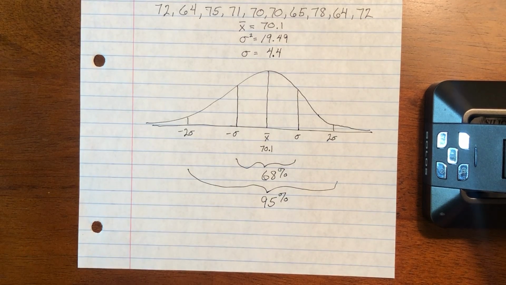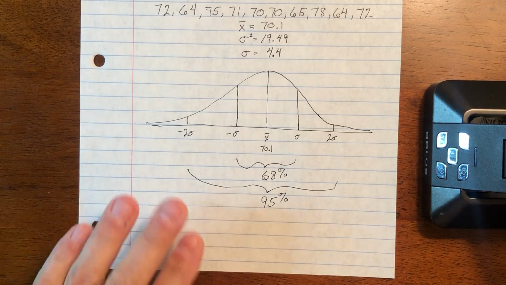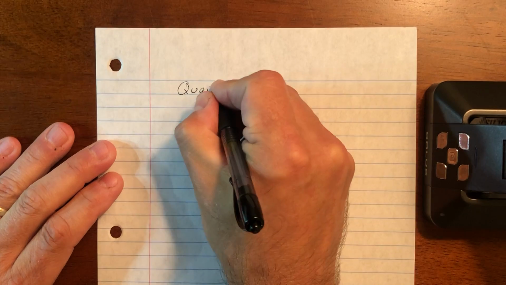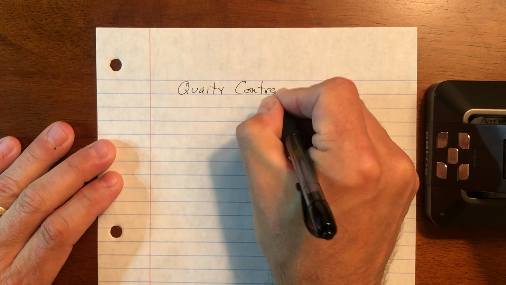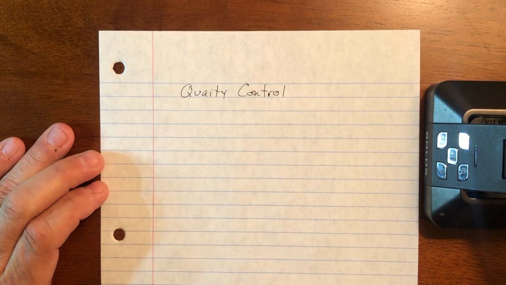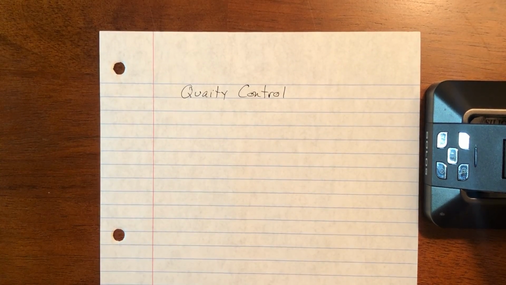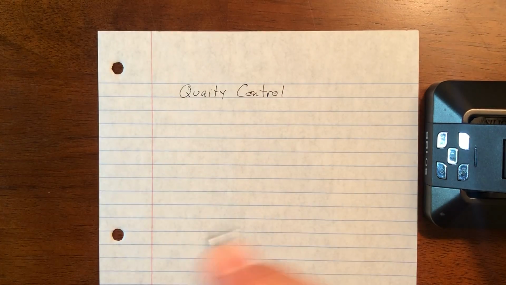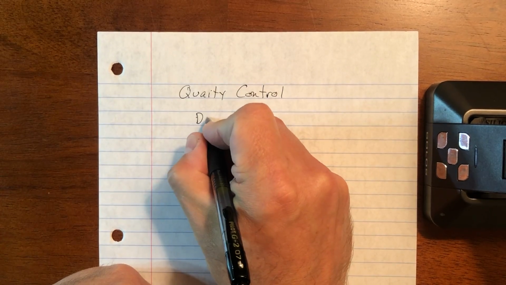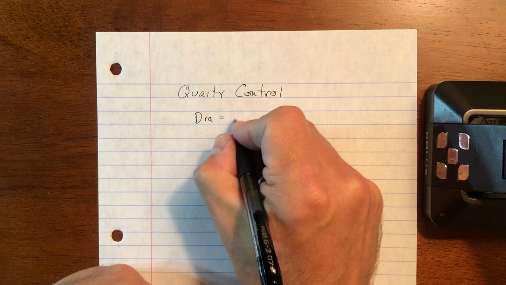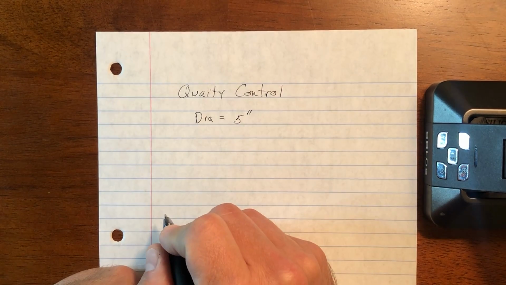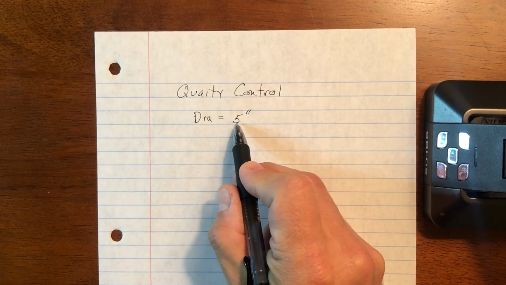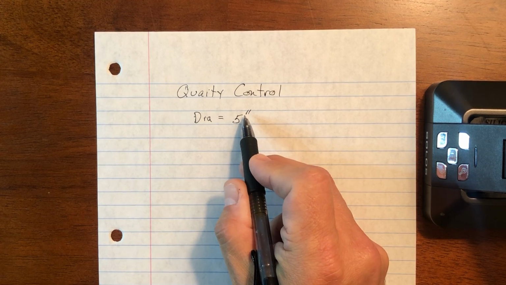Okay? So let's look at another example. Same idea, another example. Let's say you are working in quality control in an automotive factory and you're making car parts. You're making piston heads. The head of a piston is round, of course, so it's going to be a circle. And let's say that the diameter of the piston head that you're making is supposed to be exactly 5 inches. Okay? So the machine that you're using to make these piston heads is supposed to produce them to exactly a diameter of 5 inches.